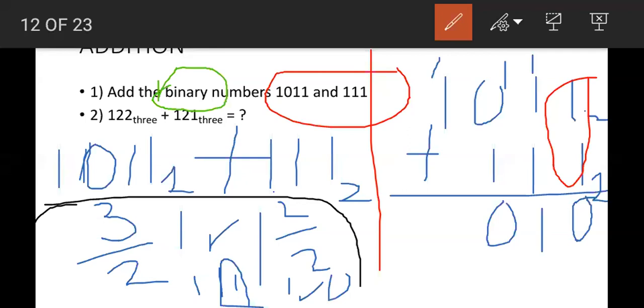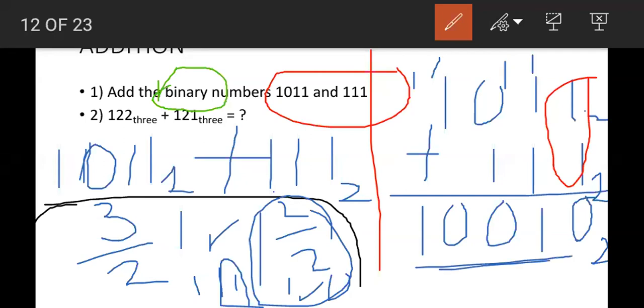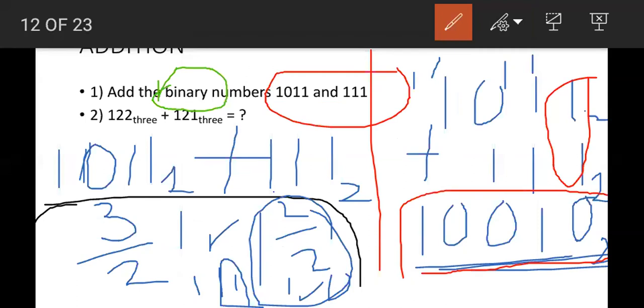Is that what we did here? So we have 10. You write 0 and take the 1 to the next digit. Since there's nothing to sum with here, you just place it down. Therefore, our answer is now 10010 in base 2. And that is our final answer. Please, did you all understand this? So this is now our final answer, in base 2.